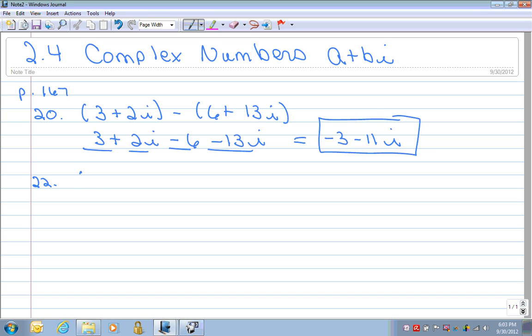The next problem we're going to do is number 22, and the problem there is 8 plus the square root of negative 18 minus parentheses 4 plus 3 root 2 i. All right, we've got several things going on here. First, we need to simplify the square root of negative 18. I'm going to go over here to the side, depending on the teacher you had last year.